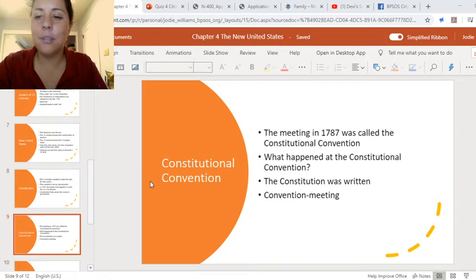What is a convention? A convention is a meeting. Okay? So, the colonists had a meeting to write the Constitution. That is what Constitutional Convention means. A meeting where they wrote the Constitution.